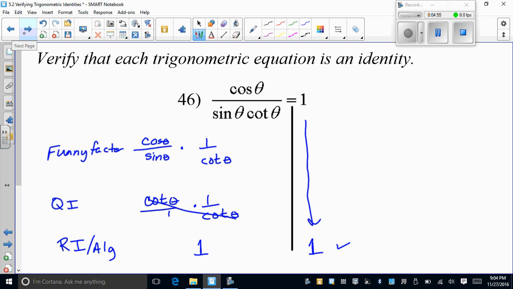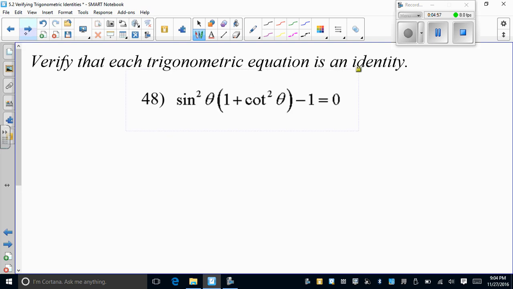All right, and the next one. There's more than one way to go through these, but I'm going to get rid of this first. This is a Pythagorean identity. Write my line down. So this is going to be sine squared of theta times 1 plus cotangent squared, which is cosecant squared of theta, minus 1. Pythagorean identity. Next, I'm going to use a reciprocal identity.